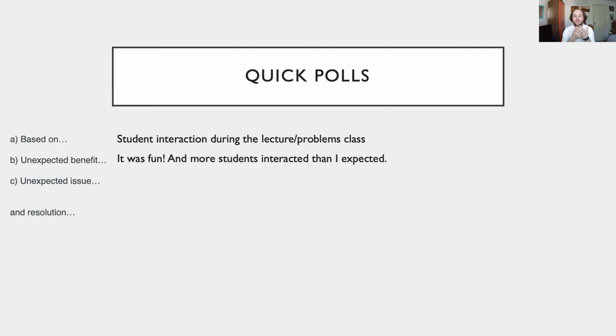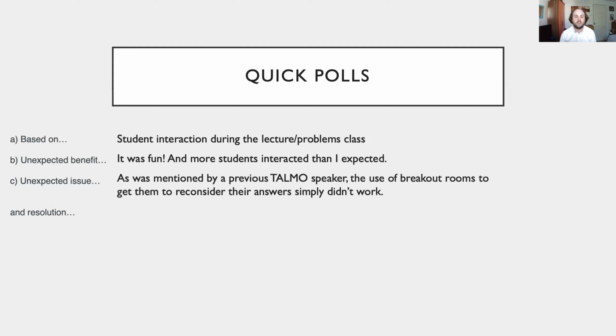And you see all these ticks or smiley faces appear on the screen as you're going, which is good, because students can see that everyone is contributing. And an unexpected issue, of course, if they're all contributing, then some of them are getting the wrong answers. A previous Talmo speaker in another Talmo conference talked about putting students into breakout rooms to get them to discuss their answers, and they said it didn't work. And I thought, well, yeah, it didn't work for me either. I would put the students into breakout rooms, and I did this in the first session, and they would come back and the voting wouldn't change. So what was the resolution to this?